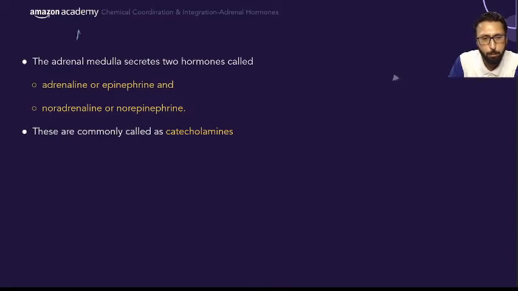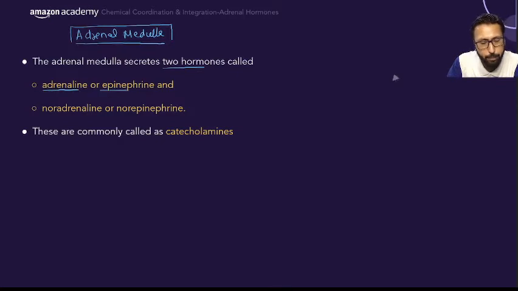Now adrenal medulla. Let's talk first about adrenal medulla. This is the inner part of this gland. Very important hormones they secrete. Without these hormones we are unable to survive. These glands secrete two hormones, adrenaline, also known as epinephrine, and noradrenaline, also known as norepinephrine. Together they are called catecholamines. A question can come in exam, what are catecholamines? So remember, they are the hormones released by the adrenal medulla.